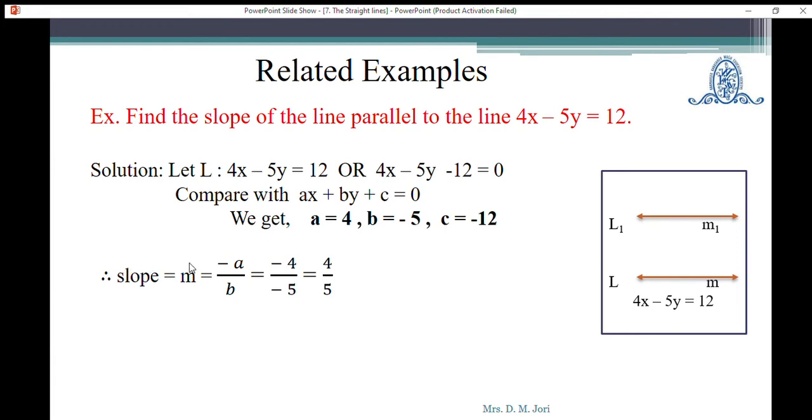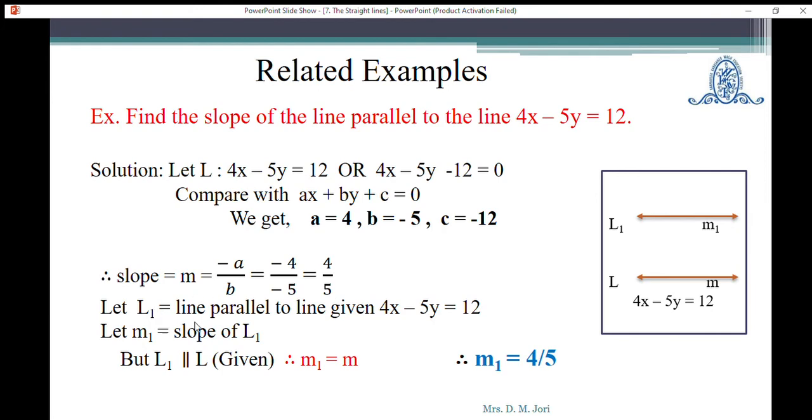The formula for finding slope if the equation of a line is given is minus a upon b. Here a is 4 and b is minus 5. Minus a upon b: a is 4, hence it is minus 4 in the numerator, b is minus 5, and therefore the slope of the given line is 4 by 5, m.